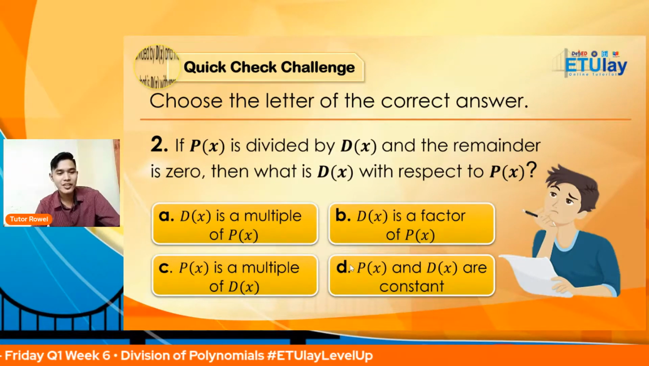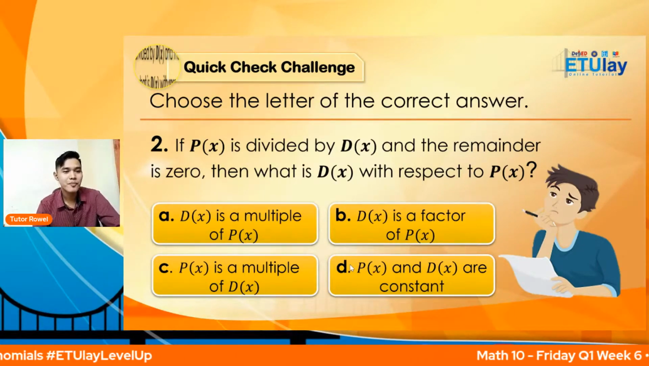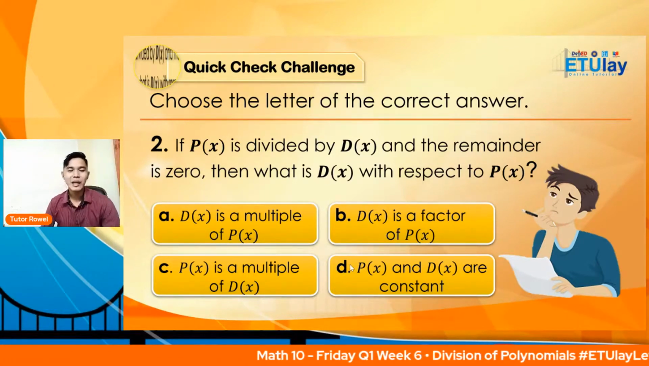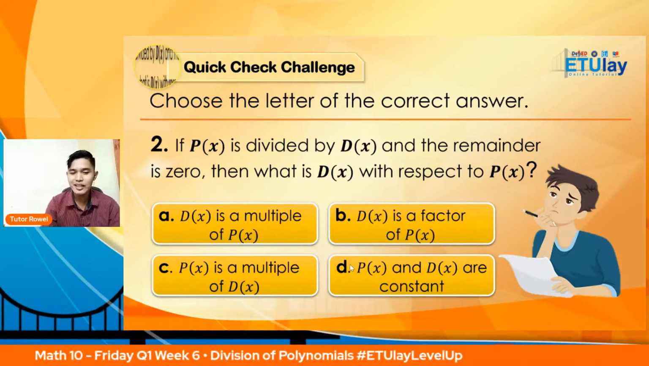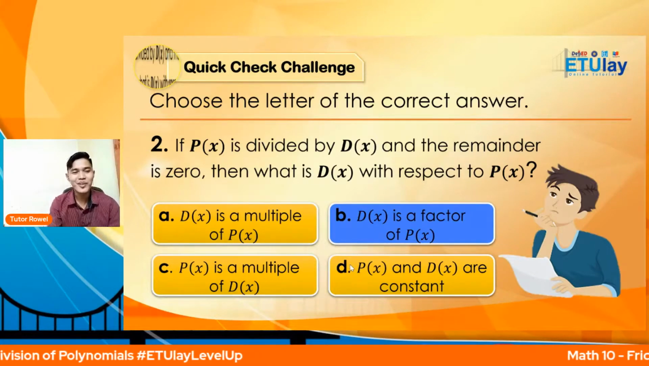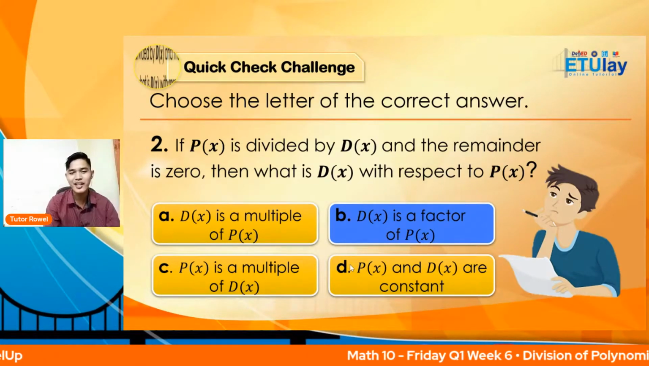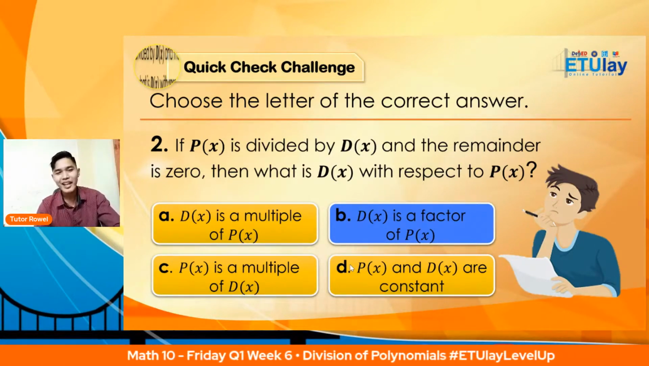Sabi ni Ina, letter B. Precious B, Aljun A, Hannah B, Claren B. Okay, tingnan nga natin. Kapag ang remainder 0, si D of x or divisor ay matatawag natin factor of P of x. Okay, very good. Jasmine, John Carl, and Nina. And also Kiana Rhea. Very good. Oh, ang daming nakakuha ng tamang sagot. Very good. And last one.